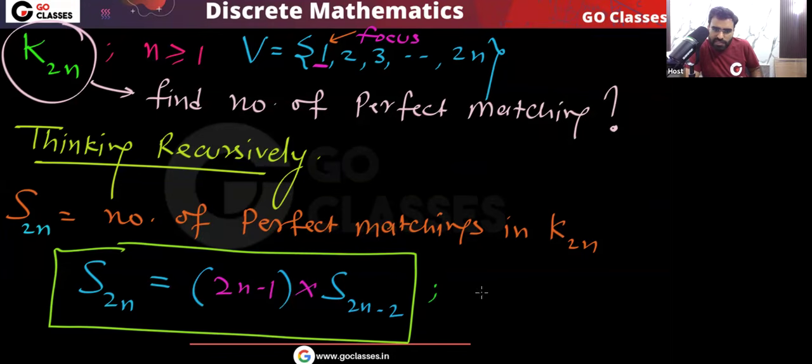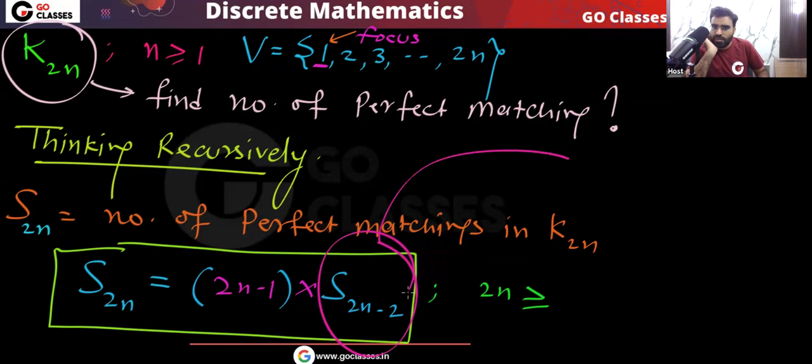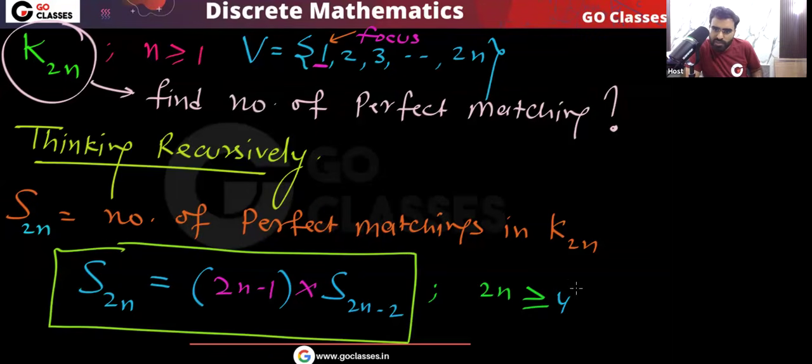Tell me, this recurrence relation will work when the value of 2n should be greater than or equal to what? Focus on the number of vertices. If I put the number of vertices equal to 2, then it will be like S0. We don't have S0, right? We don't have a complete graph on 0 vertices. Every graph must have at least one vertex. So 2n should be greater than or equal to 4.